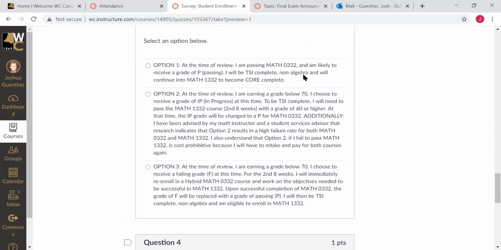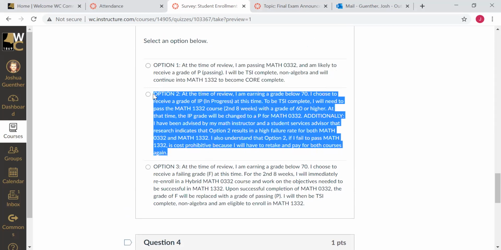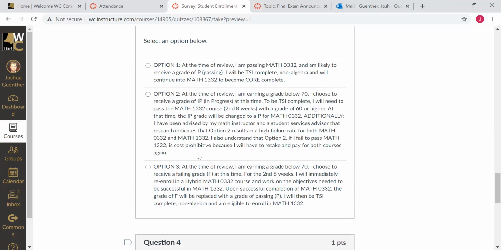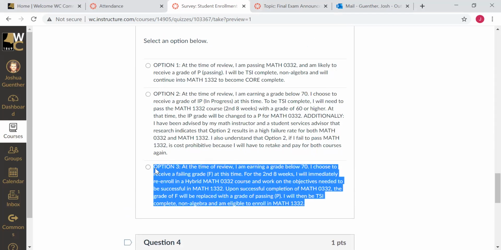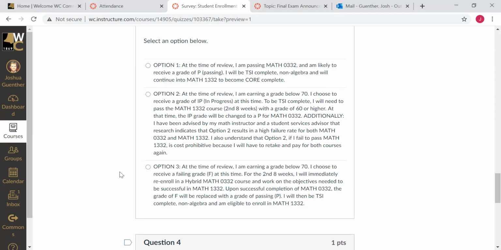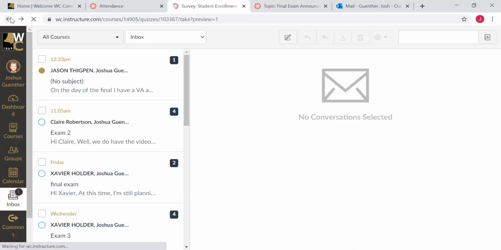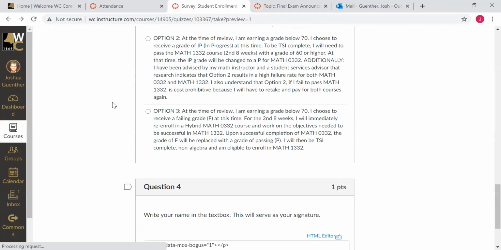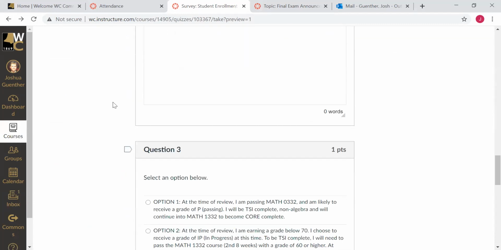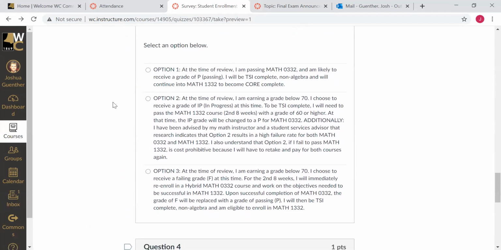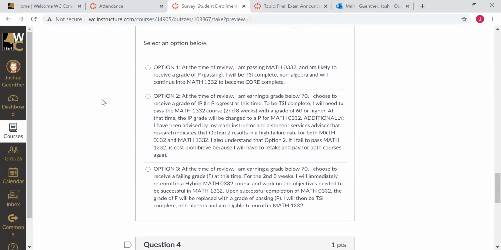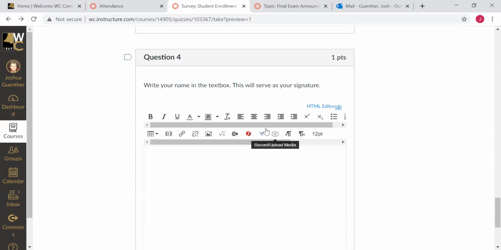So again, if you're passing right now and want to move on to 1332, take option 1. If you're not passing but want to continue on to 1332, take option 2. If you're not passing and you want to take the second half of the semester to redo 0332, choose option 3. This isn't official or anything. This is just us getting your general thoughts here. You would still have to initiate this process. And then finally, you'll just sign the thing in the text box.